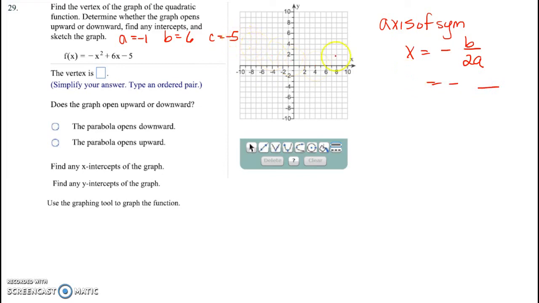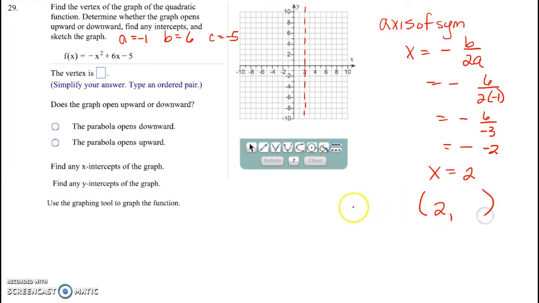My b is 6. My a is -1. So I've got a -6 over -3. I have negative of -2, which turns out to be +2. So my axis of symmetry is the equation x equals 2. That's right here. My vertex lies somewhere on there. So my vertex has an x value of 2.